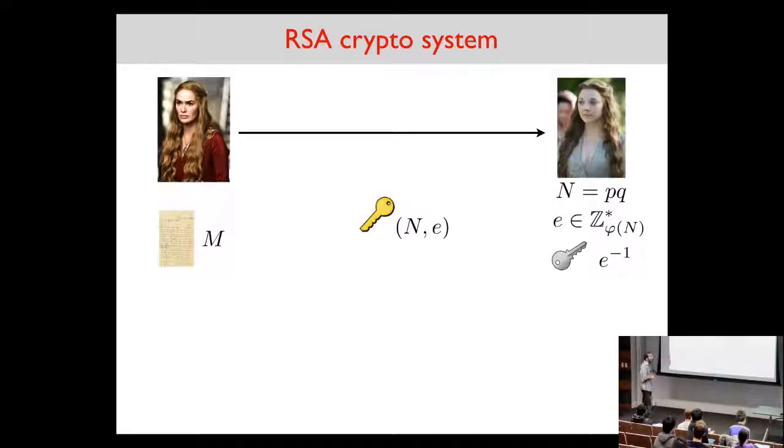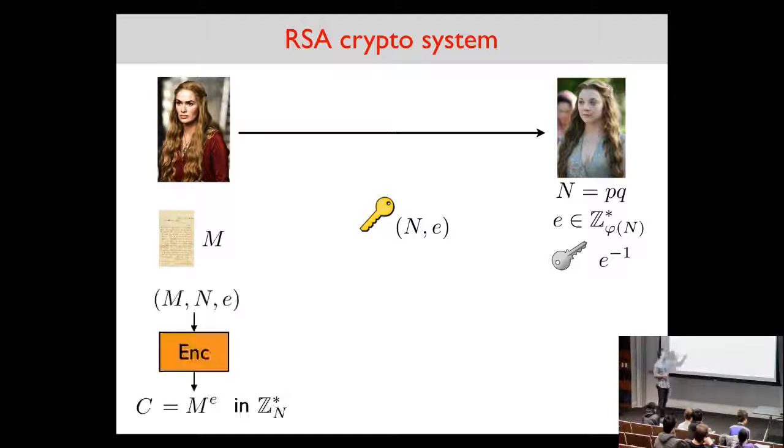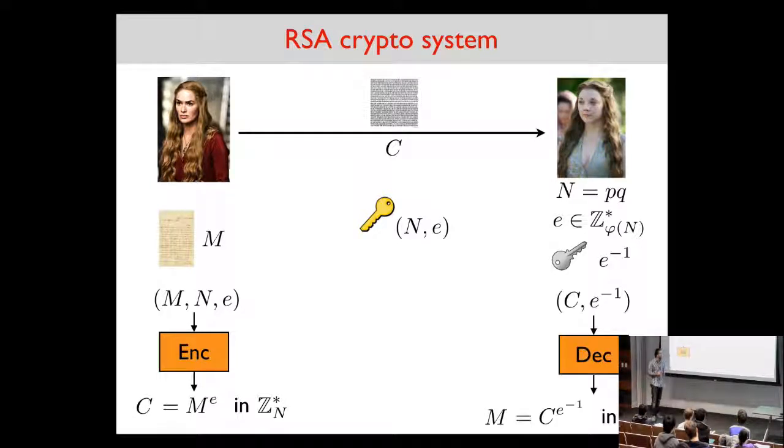So in picture, again, Marjorie picks two distinct prime numbers p and q, and computes N. She picks some exponent e in Z phi n star. Her private key is going to be the inverse of e, and the public key is going to be n comma e. When you want to encode a message M, you compute M to the power e in Zn star. You send that over, and your decryption takes C to the power e inverse, and you get back the original message M.